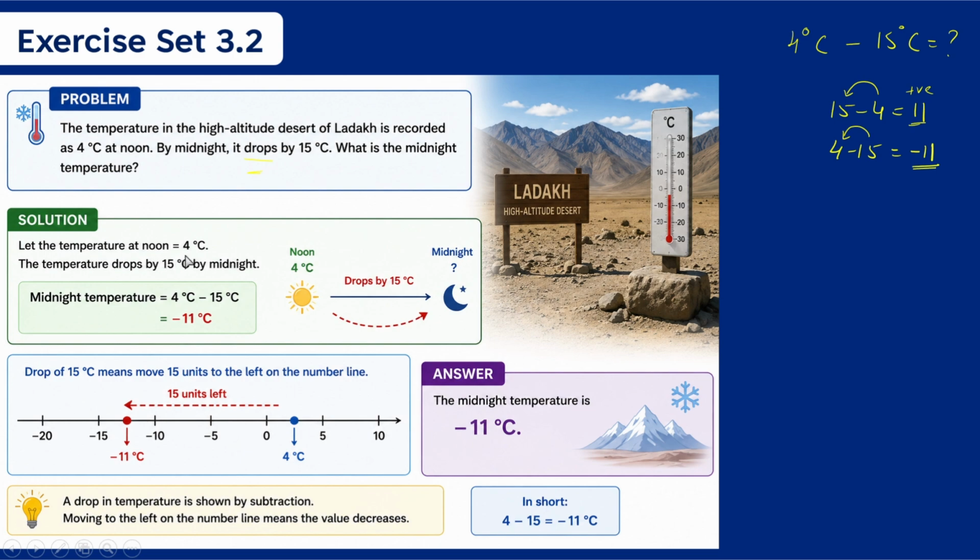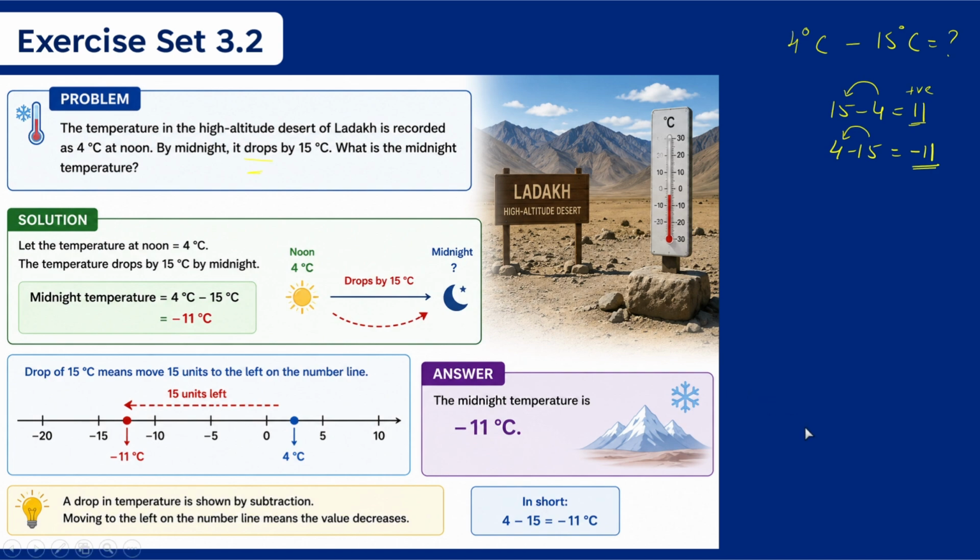Right, so let the temperature at noon be 4 degrees Celsius. The temperature drops by 15 degrees by midnight, so it's a subtraction problem. We start from 4 on the number line and we go 15 units left. Why do we go left? Because it is a subtraction problem. So 4 take away 15 is negative 11. The answer to this question is negative 11. The midnight temperature is negative 11 degrees Celsius, because a drop in temperature is shown by subtraction. Moving to the left on the number line means the values decrease. I hope the question is clear.